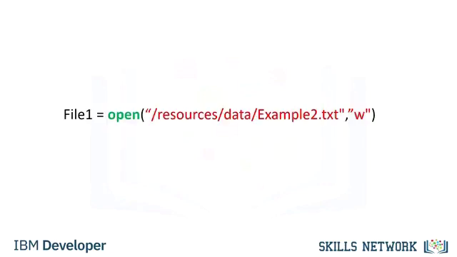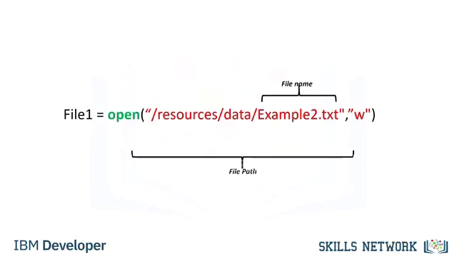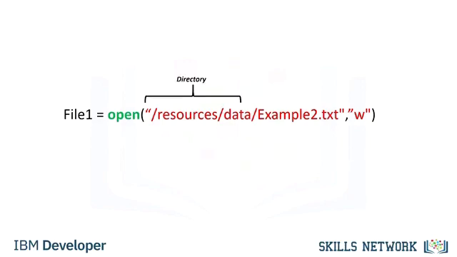We can open the file example1.txt as follows. We use the open function. The first argument is the file path. This is made up of the file name and the file directory. The second parameter is the mode. Common values used include r for reading, w for writing, and a for appending. We will use r for reading. Finally, we have the file object.